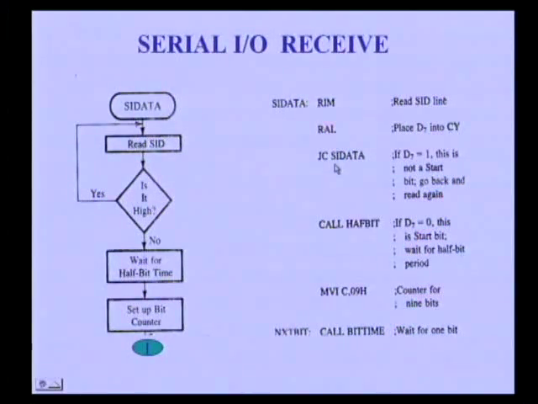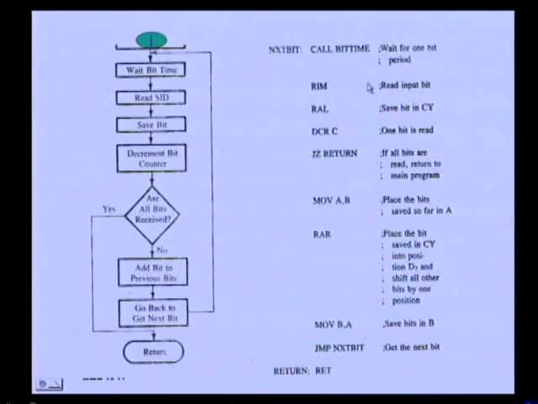If the carry flag is not set, if it is reset, then it waits for half bit duration, sets the count and waits for bit time. After waiting for bit time, it executes the RIM instruction again, and then rotates the accumulator left with carry. This moves the D7 bit into the carry flag, and then decrement C, jump on 0, return.